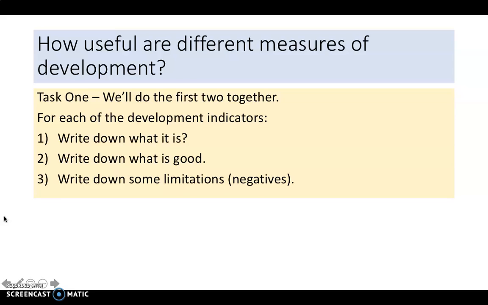Now the first task today is going to be looking at some different measures of development, and we're going to do the first 2 of these together. For each one, I want you to write down what the development indicator is. I then want you to write down what's good about it, and then I want you to write down any limitations of that. Limitations is a word, it's not necessarily something which is negative, but it's something which holds it back. It's something which is not necessarily great about this.